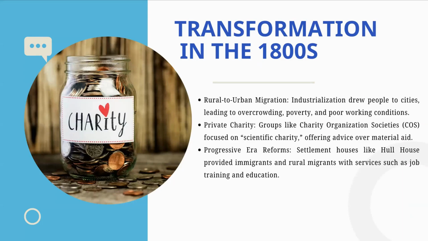And during the Progressive Era, settlement houses such as Jane Addams's Hull House in Chicago became hubs for immigrants and rural migrant support. They offered services like job training and education to combat the urban poverty issue.